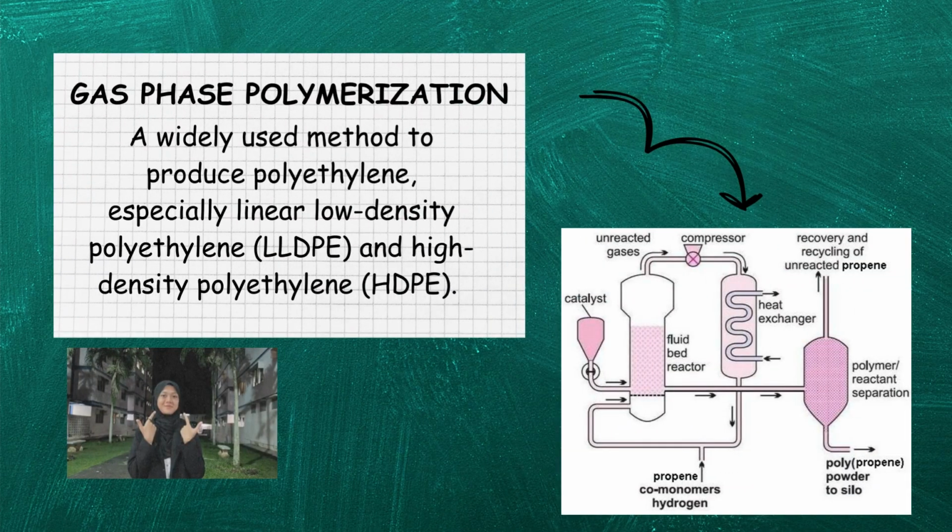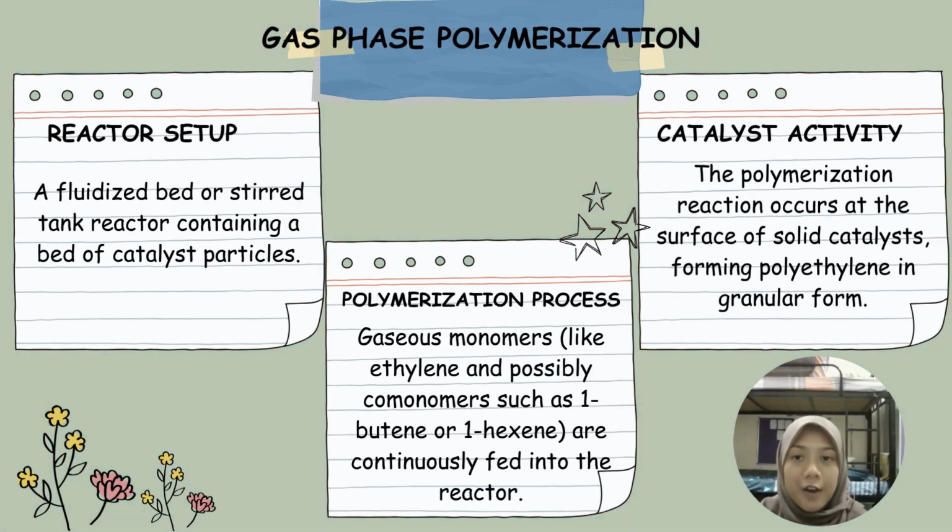Gas-phase polymerization is a widely used method to produce polyethylene, especially linear low density polyethylene, LLDPE, and high density polyethylene, HDPE. There are 5 gas-phase polymerization methods. Okay, the first one is reactor setup. Reactor setup is a fluidized bed or stirred tank reactor containing a bed of catalyst particles.